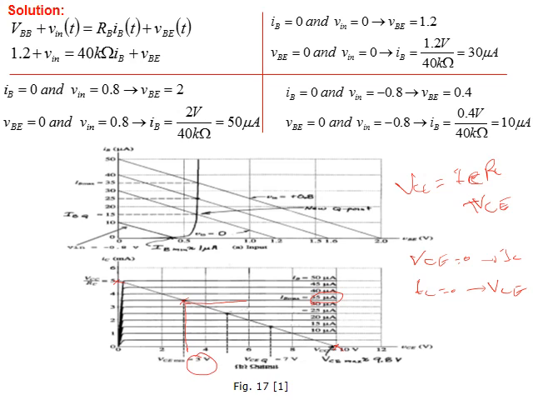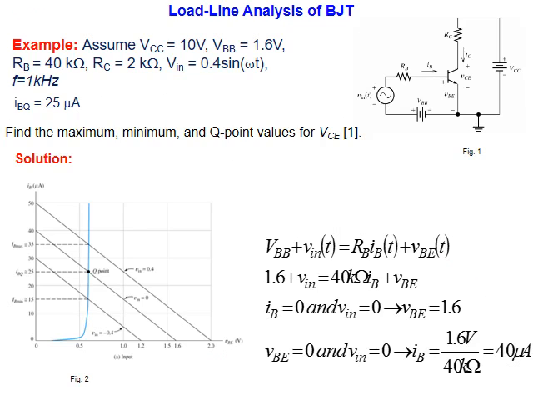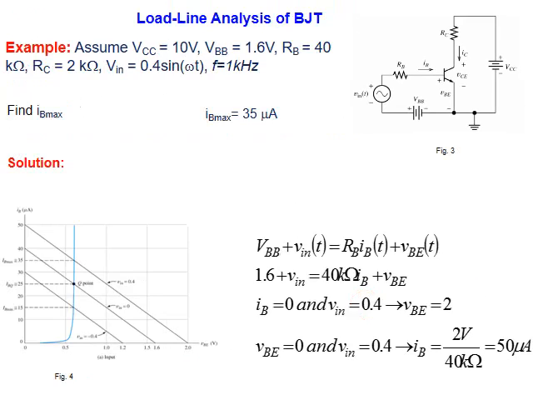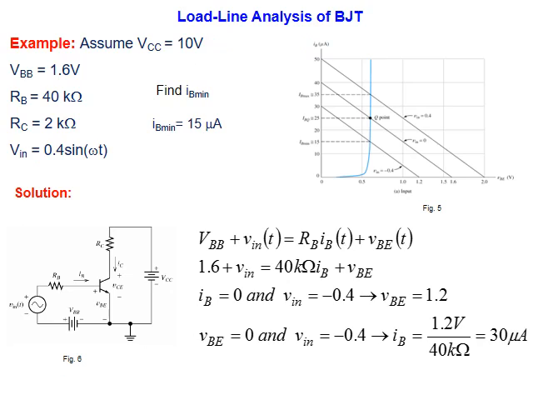For I base 25, this is the line. They intersect here. This is VCE I'm looking for, and so on. You got it? I bring what I got from input characteristics, I move it to the output. As you can see here, I assume that Vn is 0. I repeat the same calculation, but Vn is 0.4. I repeat the same calculation for Vn is -0.4. So it's repeating the same calculation, but just changing Vn.